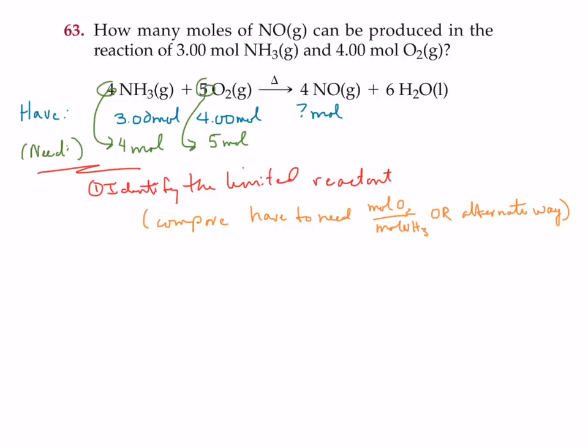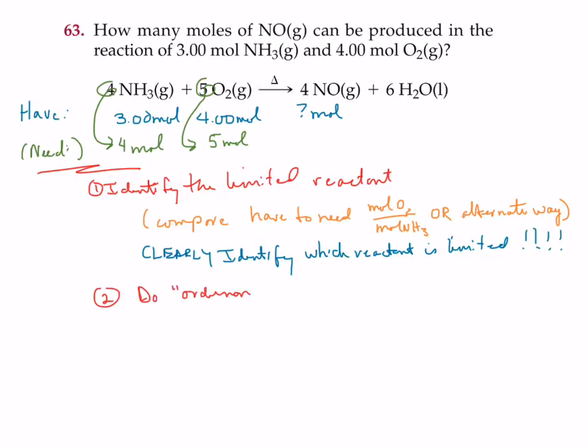Or one of those other two alternate ways. And then only after that can I proceed to answer the question. You clearly just identify which is which. No guessing. No making Mrs. Snipes try to guess. Okay? Once you've identified your limited reactant, then you can answer the question.